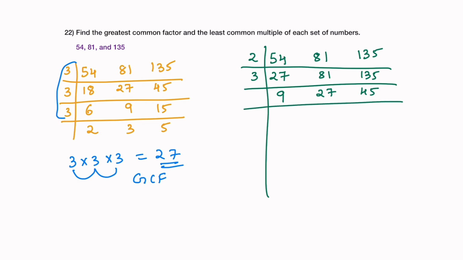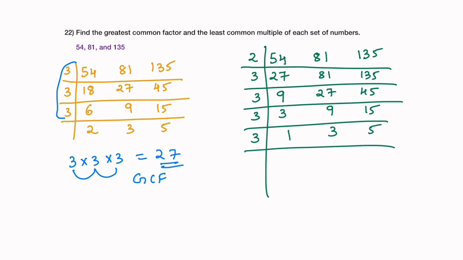Again, they all are multiples of 3. So we go with 3. That's 3, that's 9, and that's 15. All are multiples of 3. So that's 1, 3, and 5. Now we go with 3, right? 1 as it is, 1, and that's 5. Then we say 5, 1, 1, 1. These are the factors that we need to multiply to get our LCM.